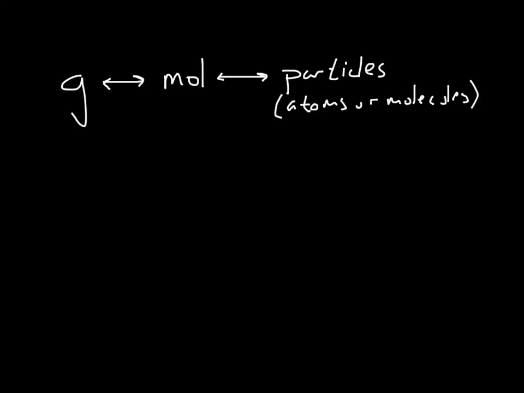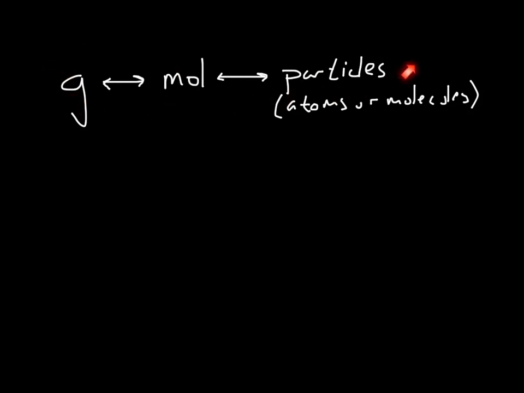Okay, so here's what we've seen so far. We can start with grams of something, and from grams we can convert that into moles, and we can actually go the other way as well. So we can convert between grams and moles, and then we can also convert between moles and particles. And particles would be either atoms or molecules. Just depends on the structure. So we can go from grams to moles and back. We can go from moles and particles to back. But we can't go directly from particles to grams. In order to get to grams, we need to first go to moles and then from moles to grams.